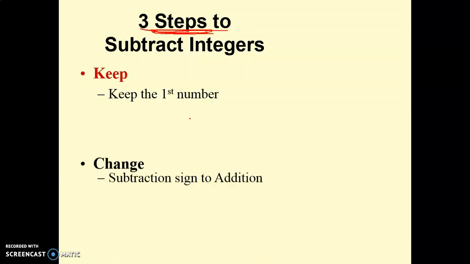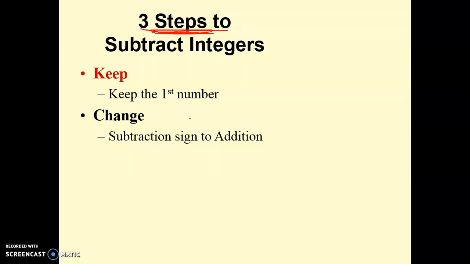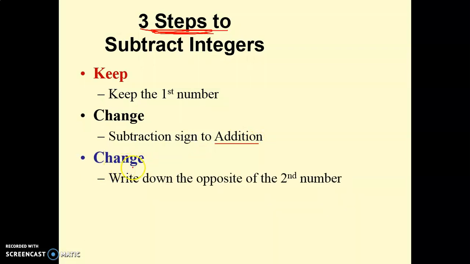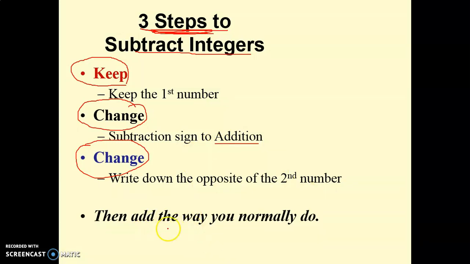Next, you're going to change the subtraction sign to addition. Then we're going to change again: write down the opposite of the second number. So you have there the three words: keep, change, change. This illustrates the rule in subtracting integers. To further understand this, we need some examples. And then after that, we're going to add the way you normally do.